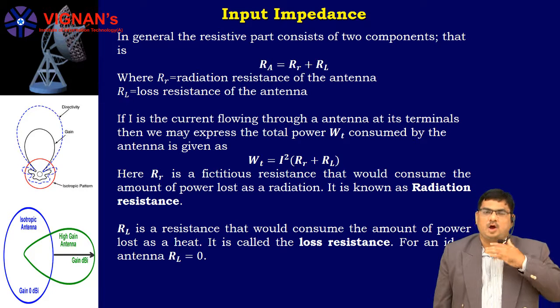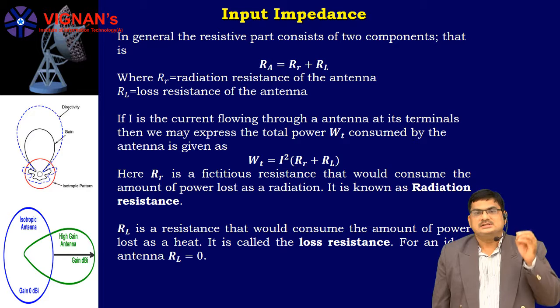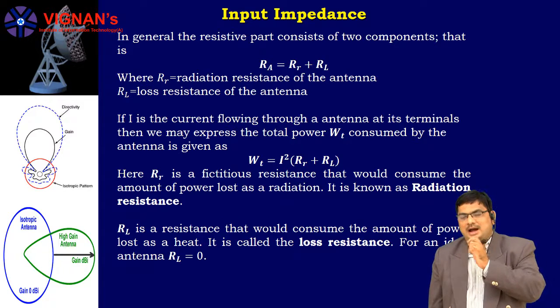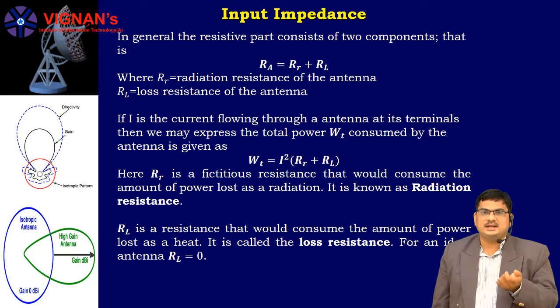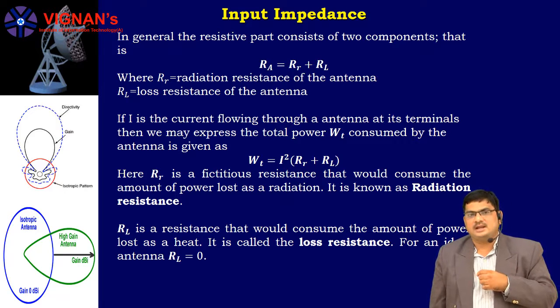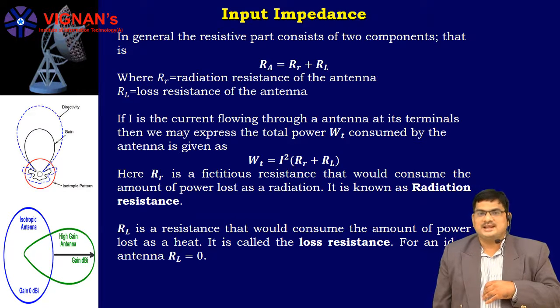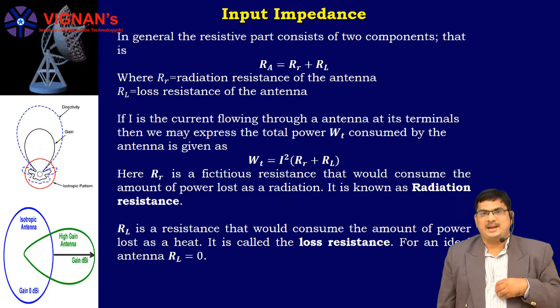But for all practical antennas, there will be some losses because of conductive or dielectric material losses, so there should be some RL. That's why the radiated power W is equal to I square into RR plus RL, where RR is the radiation resistance and RL is the loss resistance. For a lossless transmission line plus a lossless antenna, this value is equal to 0. So the next parameter is antenna bandwidth.